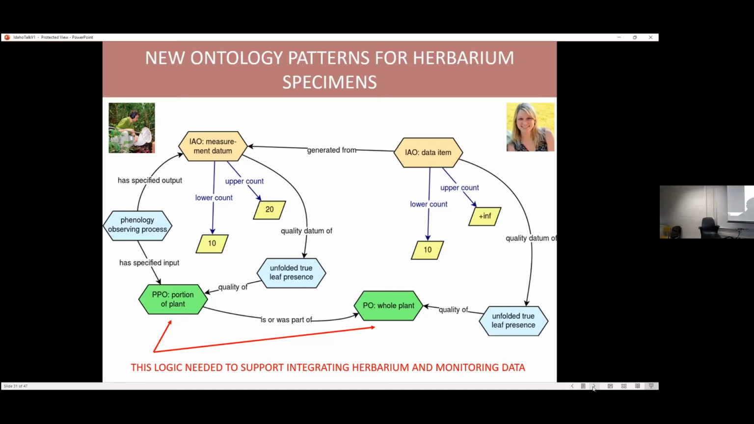but you may not be able to measure the upper bounds. So here's that same model. And all we did for herbarium data was add basically a simple addition: a portion of a plant that is or was part of a whole plant.